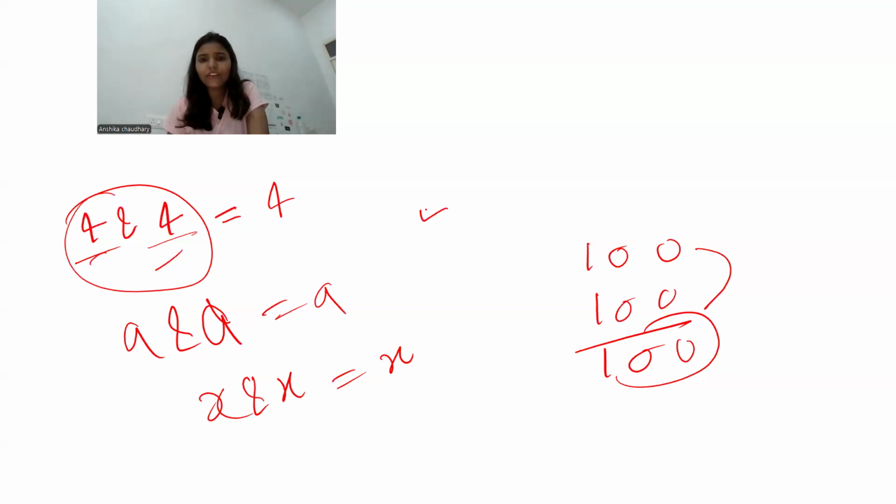Now, if it is like this, 4 and 0, the answer will be 0 only, because at least one 0 is there. If at least one 0 is there, the answer will be 0 only, right? So this is how you can save your time.